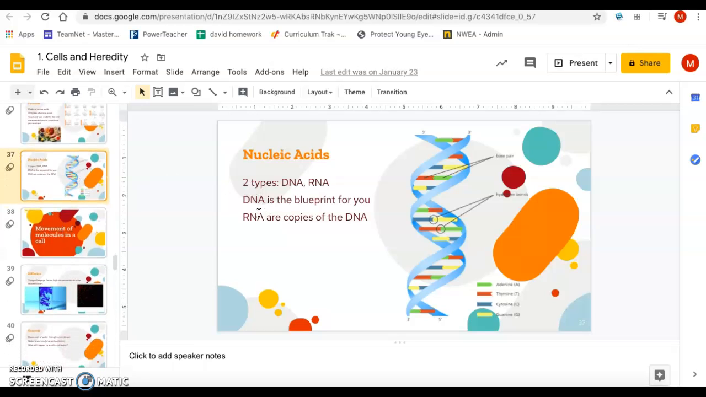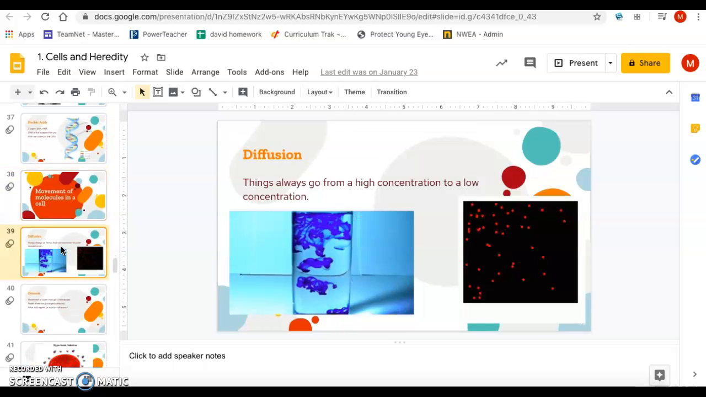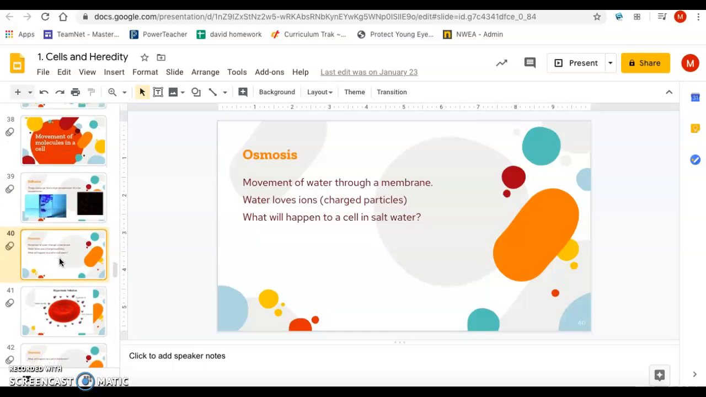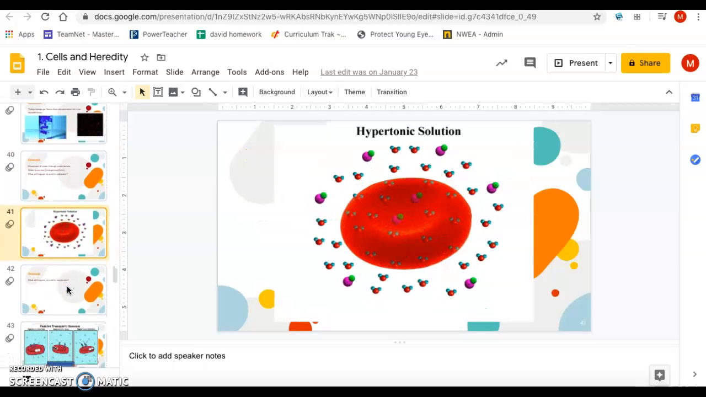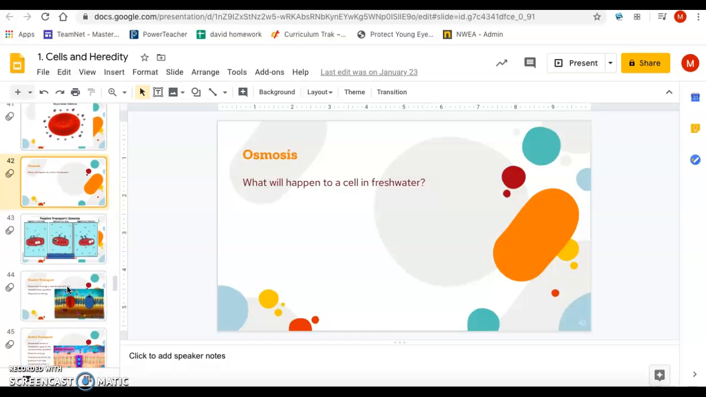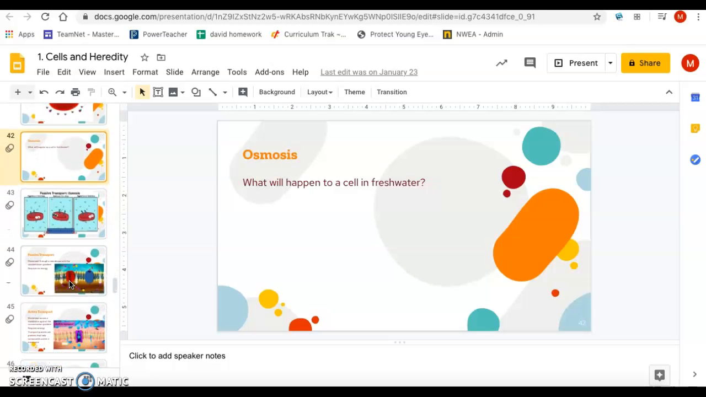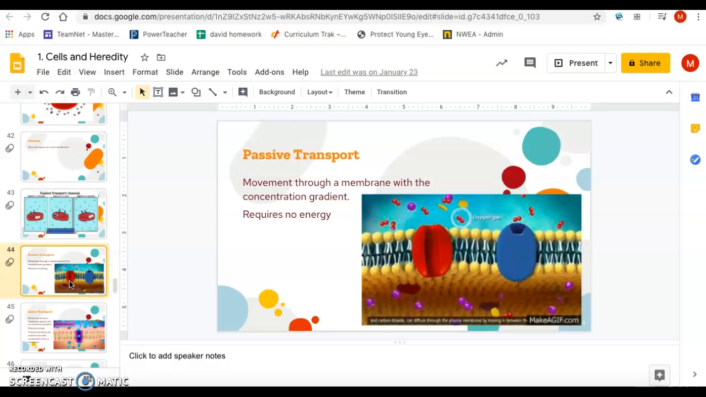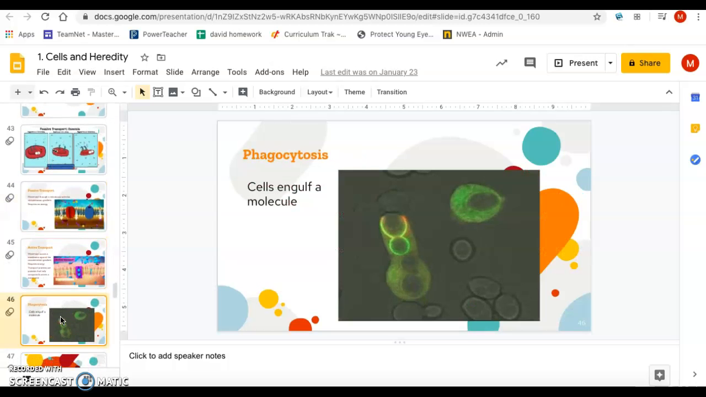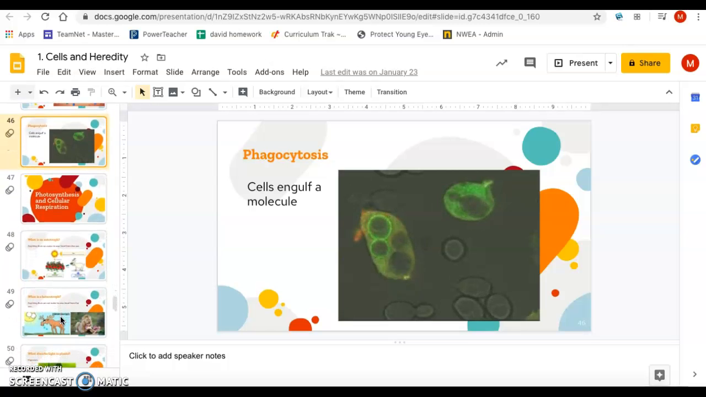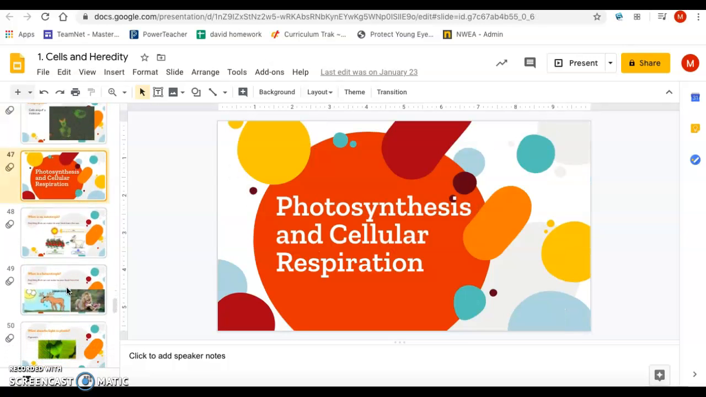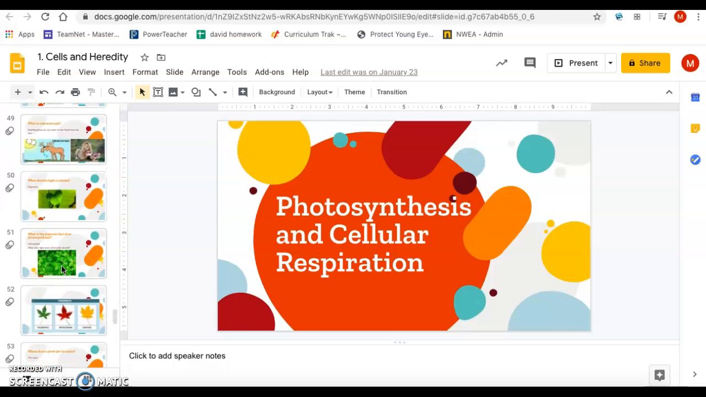Nucleic acids. You can do a really cool thing where you can actually isolate your DNA using cheek scraping. You should look that up online and check that out. We didn't do it, but something I wish I had done with the kids. They would have had fun with that. Okay. Then we go into diffusion, movement, stuff like that, osmosis, and then we do hypertonic, hypotonic solutions, stuff like that, isotonic solutions, passive transport, active transport, and phagocytosis. Okay? Then we go on to photosynthesis and cellular respiration.